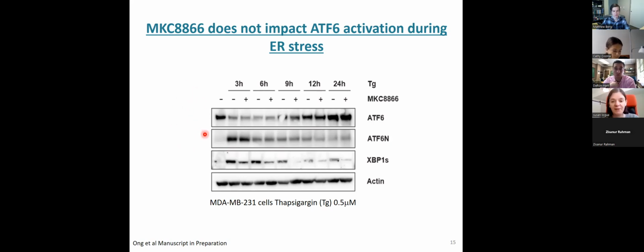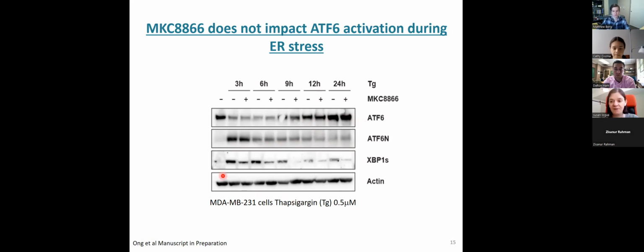So when Gideon looked at ATF6 signaling, he saw that quite rapidly following thapsigargin treatment, you see this appearance of nuclear ATF6, indicating that ATF6 is being cleaved. And as we progress through our time course from early stage acute ER stress more towards a chronic model of ER stress, we see ATF6 processing dissipates, and we start to see the accumulation again of full-length ATF6.